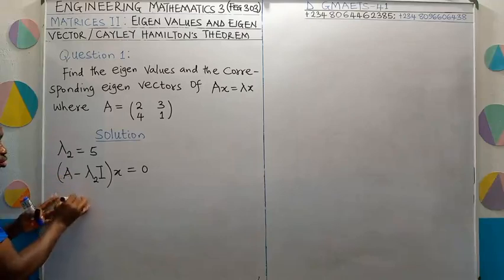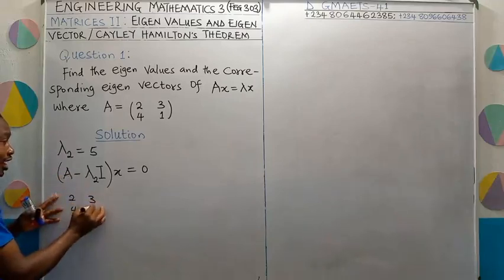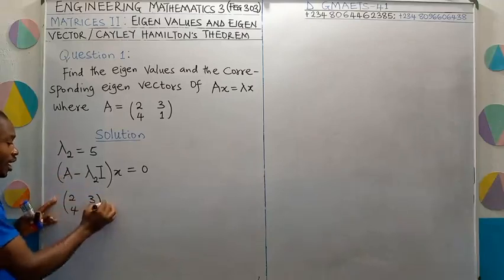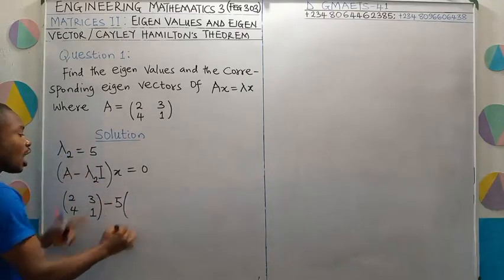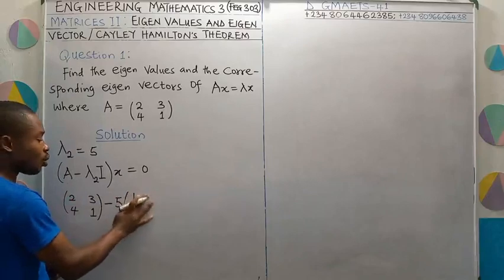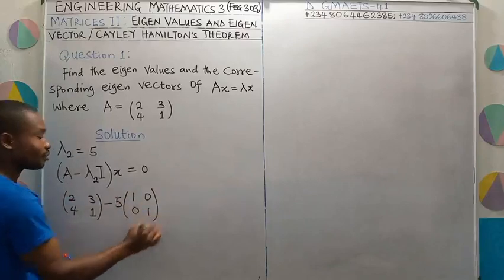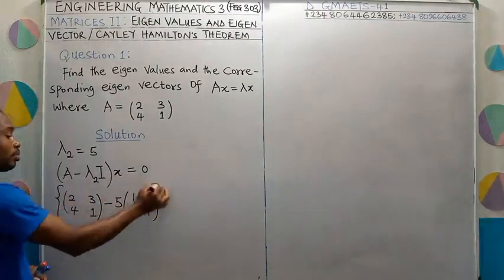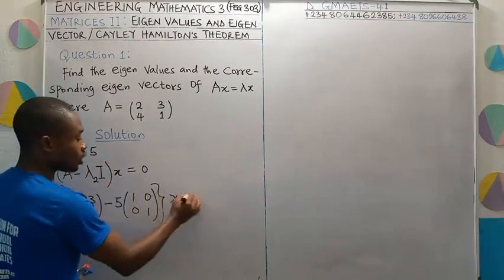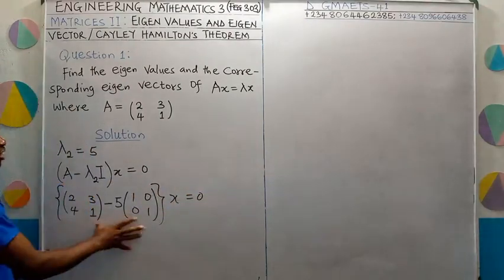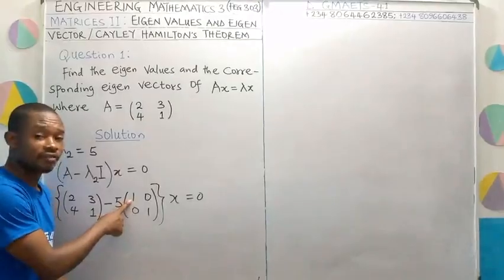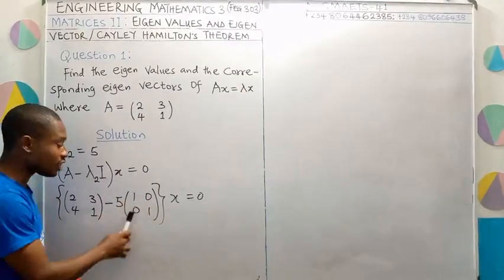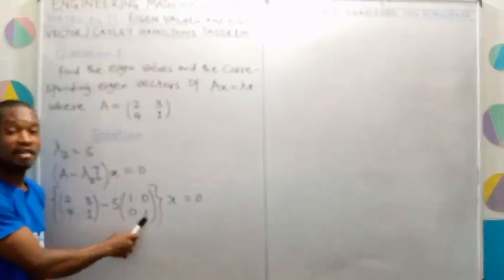A is 2, 3, 4, and 1. And remember, we are subtracting lambda 2 I from it, and lambda 2 is 5. Our I is 1, 0, 0, 1. All of this term will be multiplied by x and then equated to 0. Let's solve this and see. Remember once again, this is 5 times 1 giving you what? 5. 5 times 0, 0. 5 times 0, 0. 5 times 1, 5.